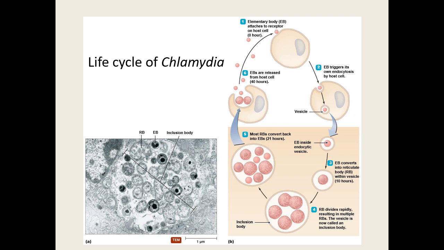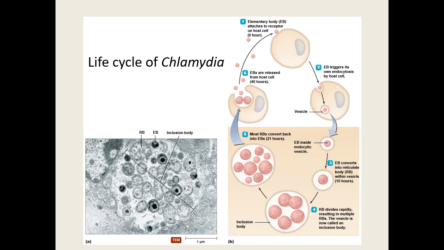So the elementary body, which is the smaller. This little tiny thing is the elementary body. This big, huge, lighter color thing is the reticulate body. The elementary body can survive out in the environment. It's almost like an endospore type of state that it can hang out in the environment. It's slightly protective, but it's also the infective form. So this is the form that you would pick up. And then it gets ingested into one of our cells because our immune system cells recognize bacteria. They eat it, but it doesn't get broken down because it's smart.